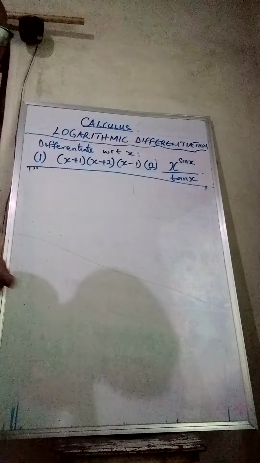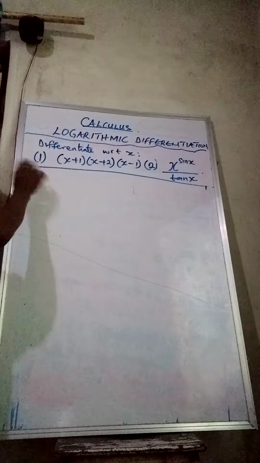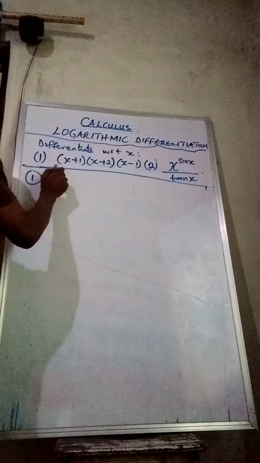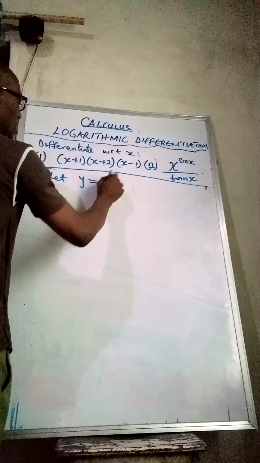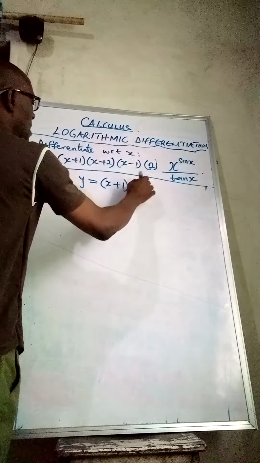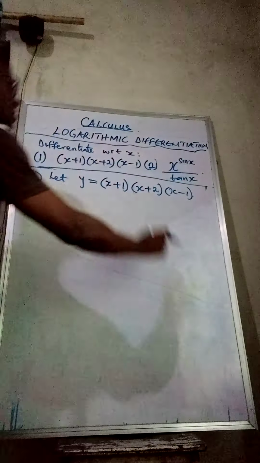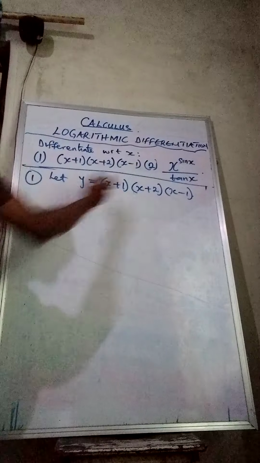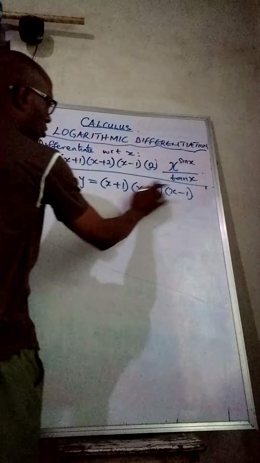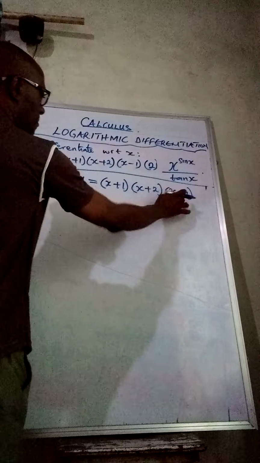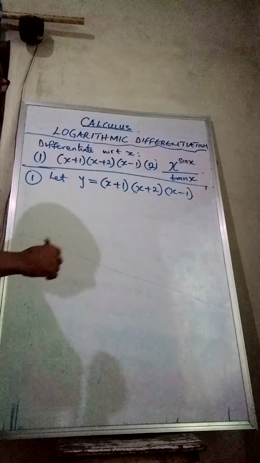Now, how do we go about it? Let's go and solve these two questions to throw more light. Number one, let y equals the given expression (x plus 1)(x plus 2)(x minus 1). It is obvious here that we have a product of three expressions. 1, 2, 3. These are three functions multiplied together. So what do we do? We take the log of both sides.